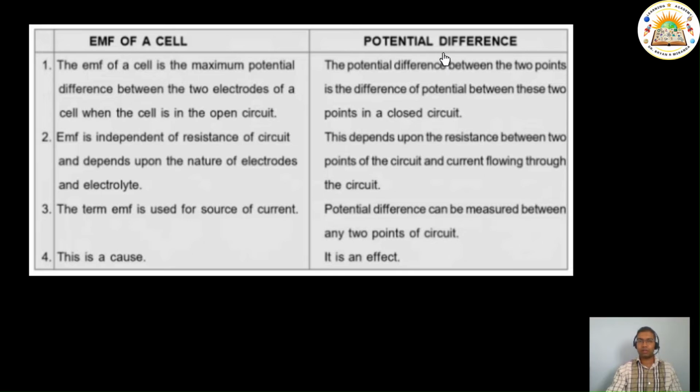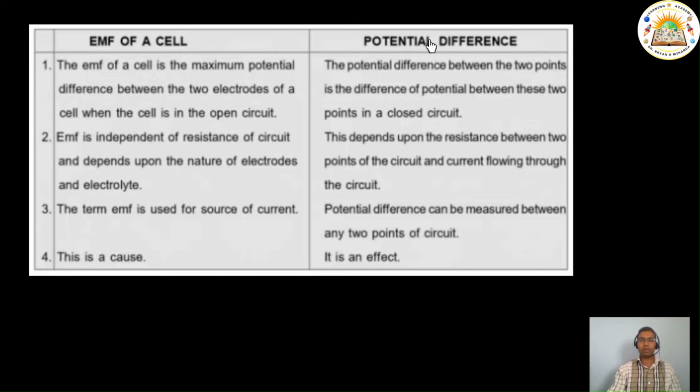Whereas potential difference is the difference in potential between 2 points in a closed circuit. That means the amount of work that is done in moving between 2 points in a closed circuit, or in any given circuit, is the potential difference. The EMF is independent of the resistance of the circuit and depends on the nature of the electrodes and electrolyte. That means it doesn't look at the overall resistance. It is bothered with the internal resistance only.